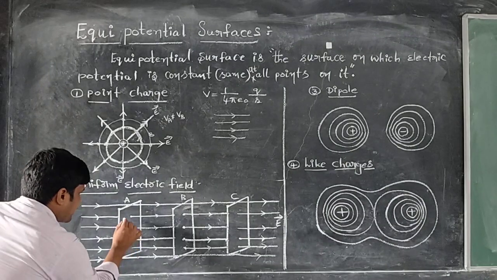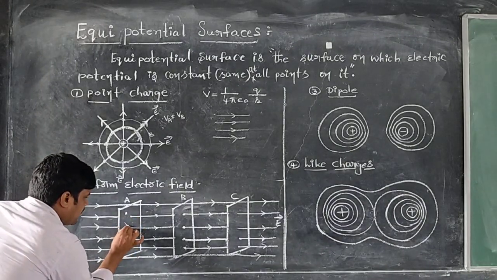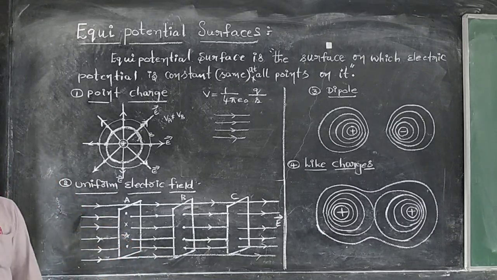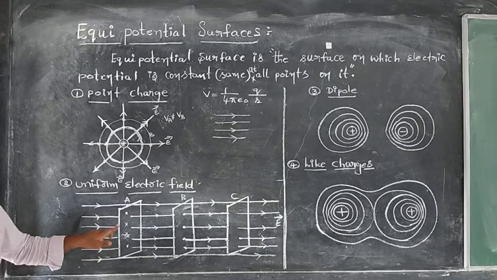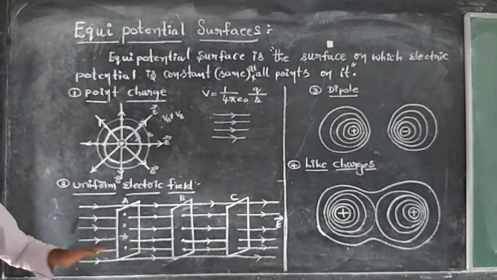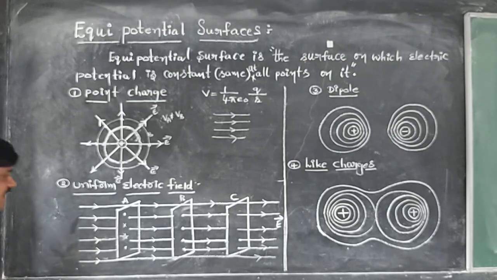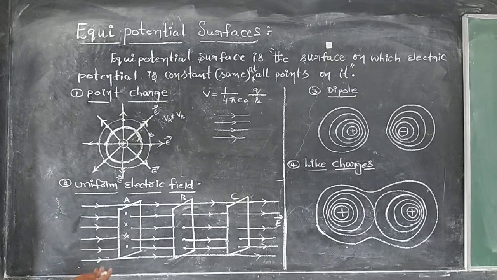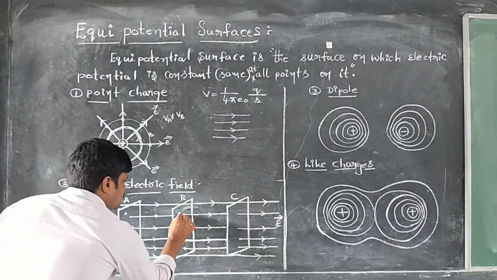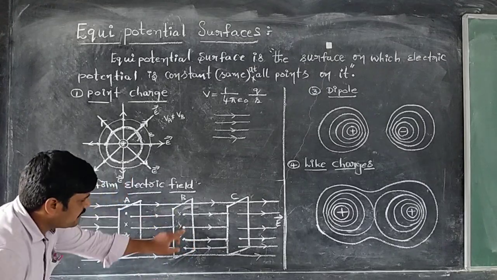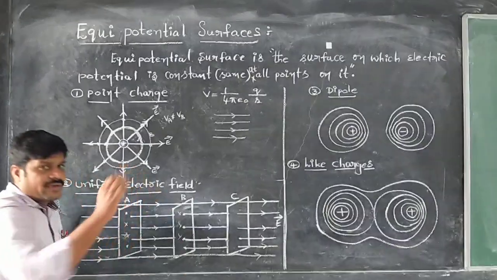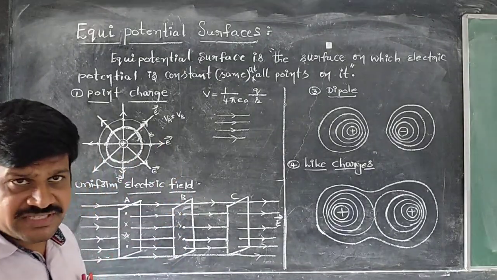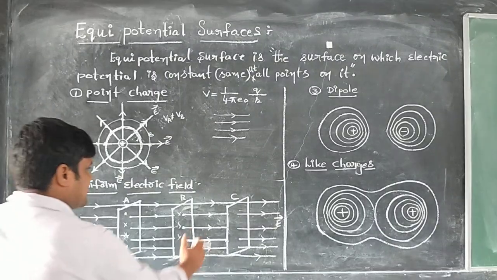Now suppose you take these 4 points on this plane. At every point on this plane the potential is the same. That's why this is one of the equipotential surfaces for this electric field. Now the distance increases. On this complete plane, wherever it may be, if the potential is the same, this is also an equipotential surface for this electric field.